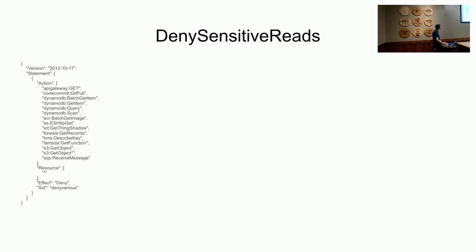So this is not necessarily easy, but this is an older version of it, and some of the things we don't let you read. So Kinesis records, IoT shadows, things like that.